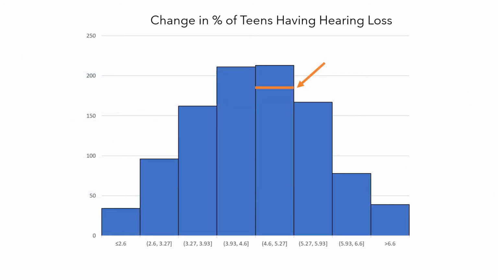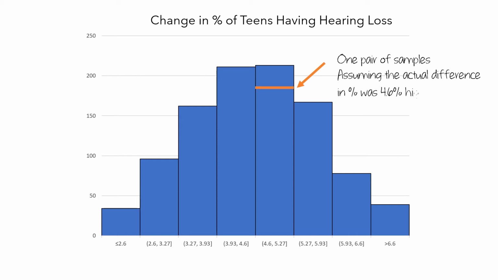Then we can look at a histogram of the distribution of these differences. In this histogram, each item represents one pair of samples of 1,771 teens from 2015 and 2,928 teens from 1995. And what is particularly important is that this was assuming that the actual difference in percent was 4.6 percentage points higher in 2015 than in 1995. If we had made a different assumption, then this distribution would be different.